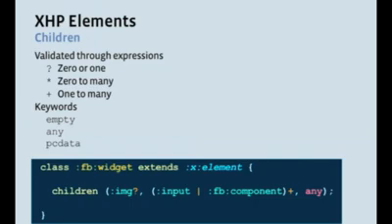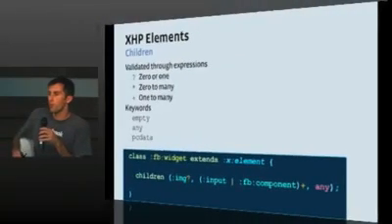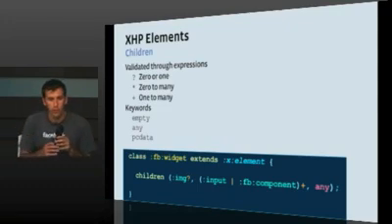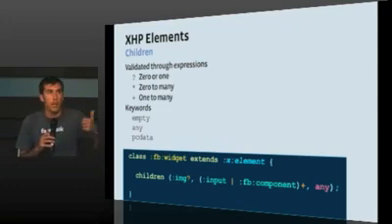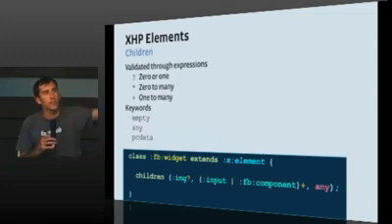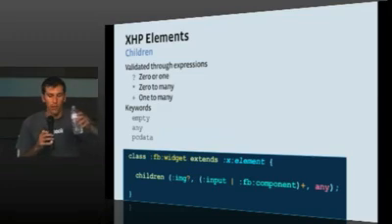Children declarations run through sort of a regex pattern matching. So here we have a question mark is 0 to 1, an asterisk is 0 to many, and a plus is 1 to many. And then we have 3 keywords that work as well: empty, any, which is kind of a catch-all, and pcdata, which is just straight text, or any variable that you passed in as a child.